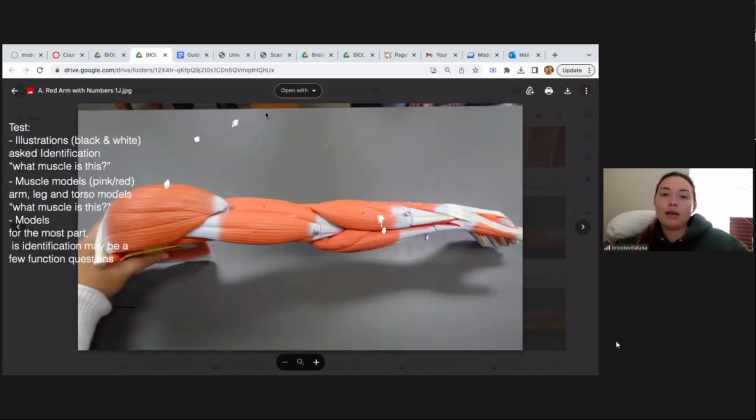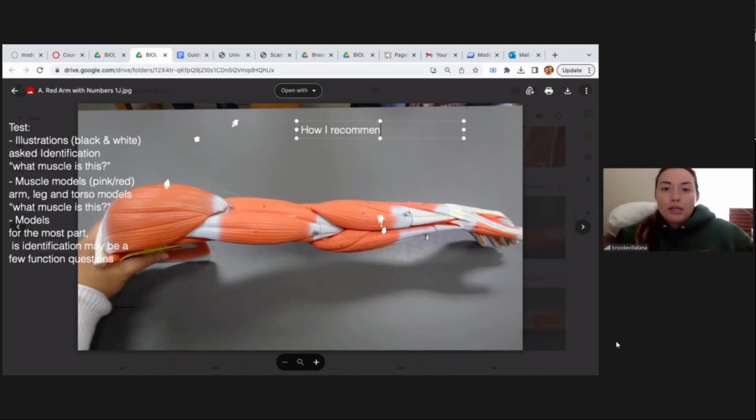I got the best score on any of the lab exams on the final lab exam. Okay, so I did the best on the final lab exam. So, how I recommend studying the muscles, I'll just break it down really quick.